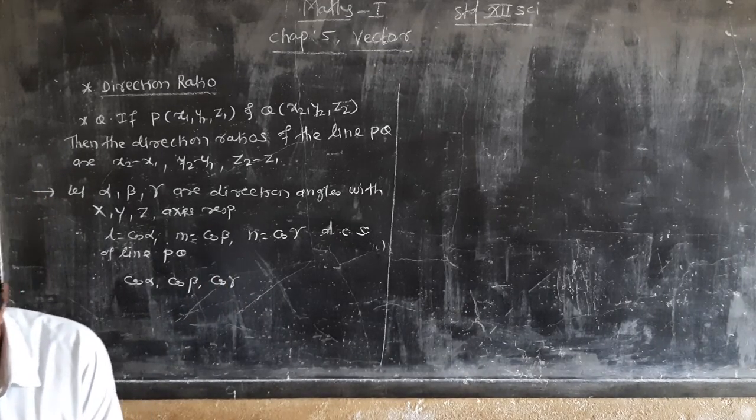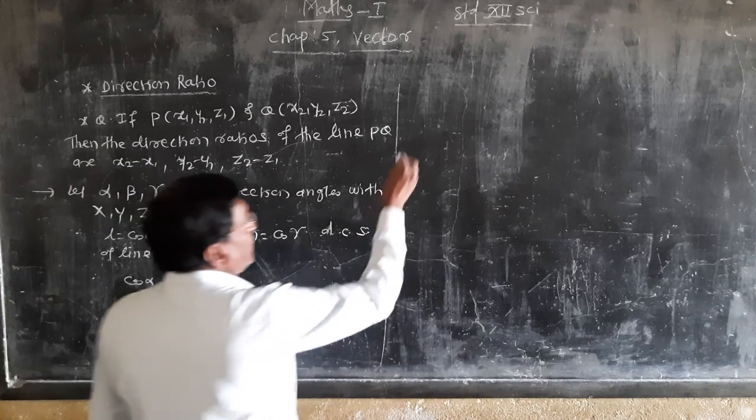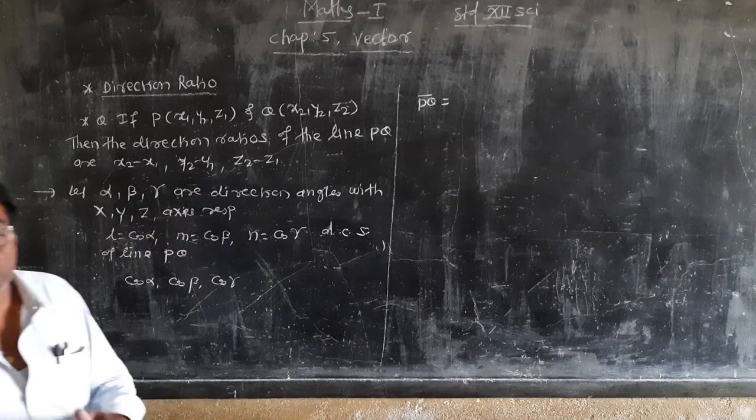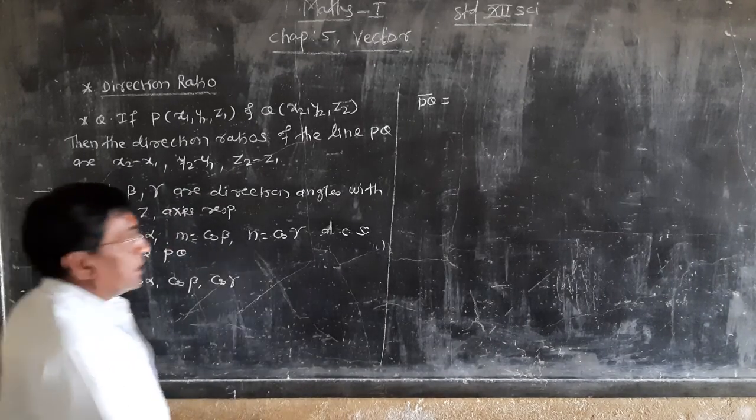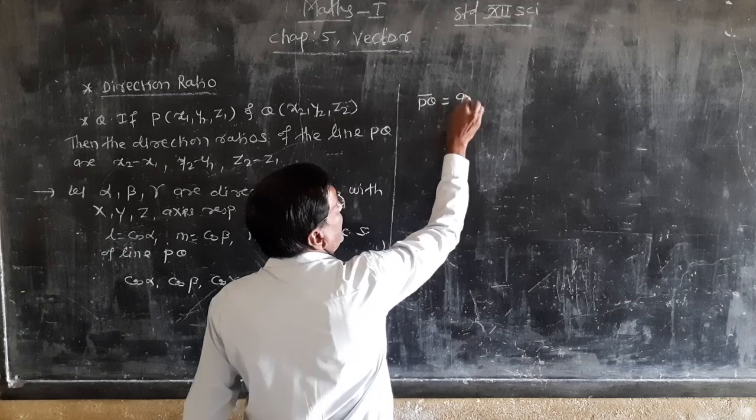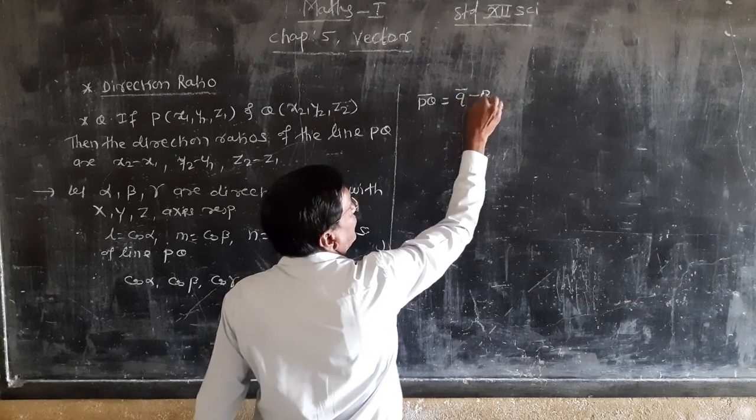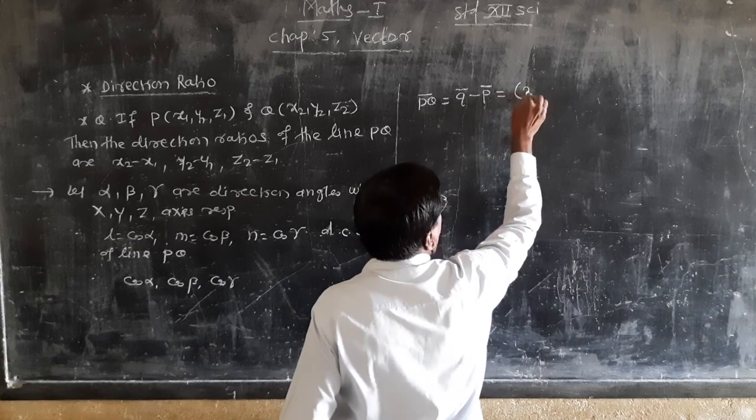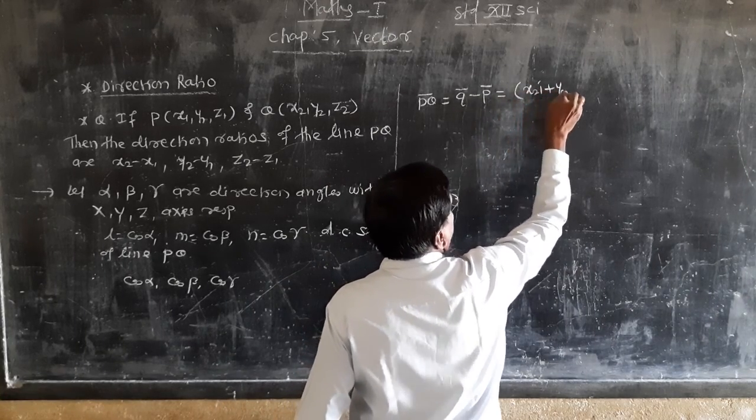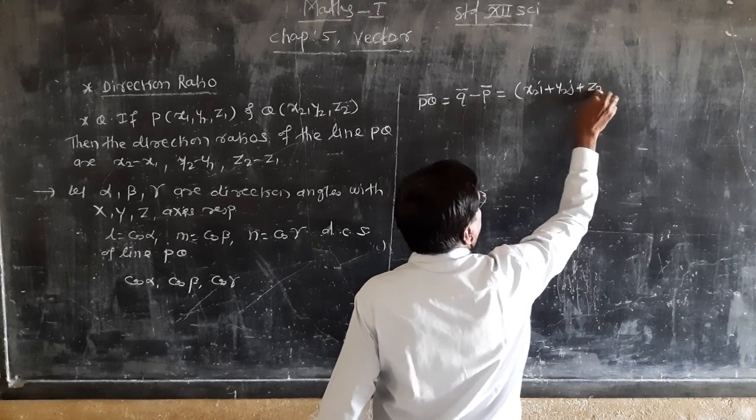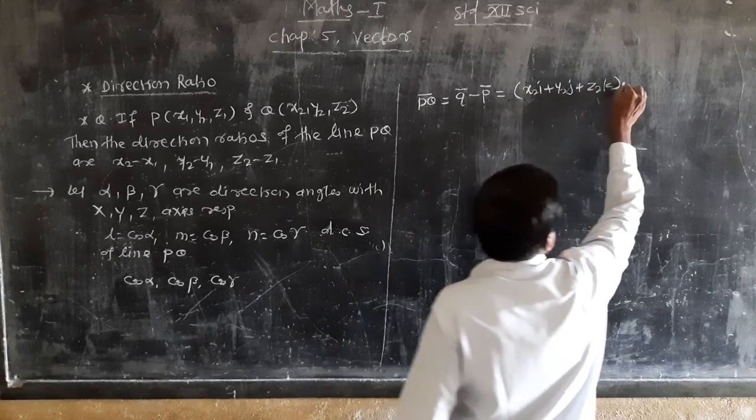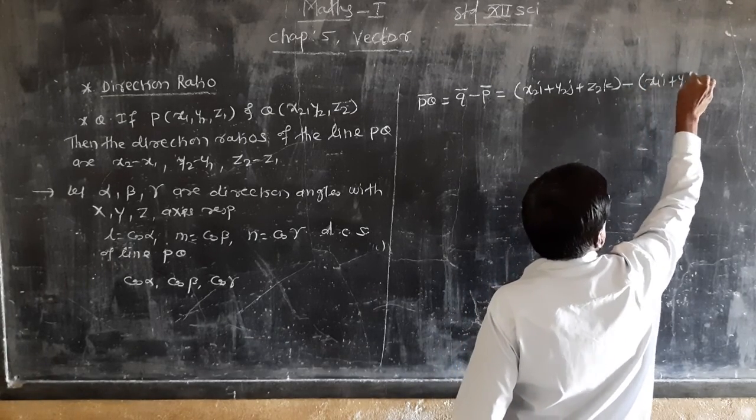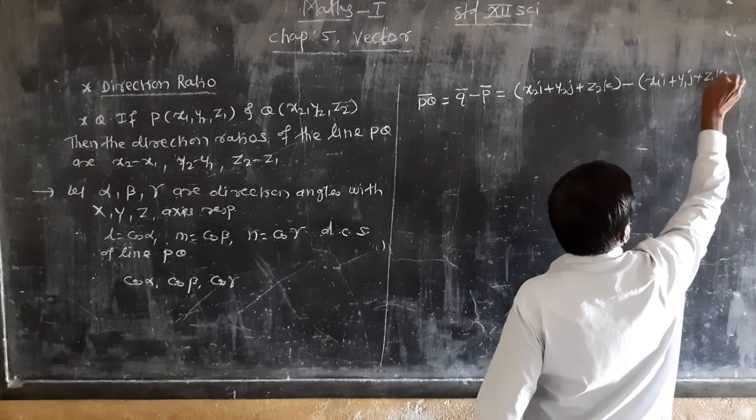So now we calculate the vector PQ. You know that vector PQ is the position vector of point Q minus the position vector of point P. I will denote its position vector as small q and small p. So simplify this: x2 i plus y2 j plus z2 k minus x1 i plus y1 j plus z1 k.